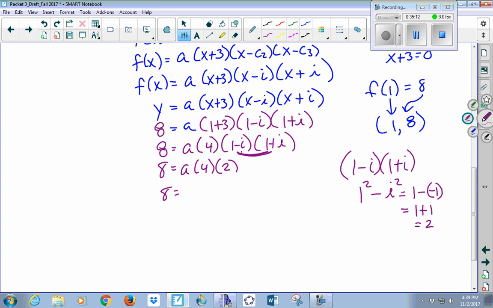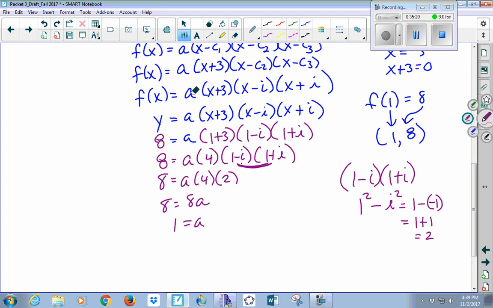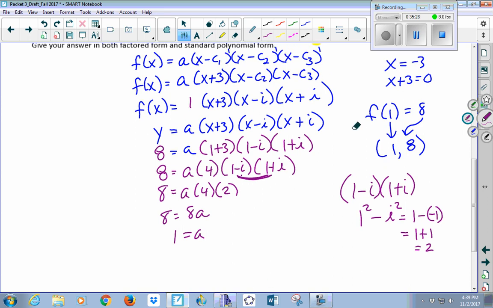So 8 equals 8a. a is 1. You mean I did all that work just to get a is 1? Oh well. So here's your final function. f of x equals 1 times x plus 3, x minus i, and x plus i. That's your final answer. That's your polynomial function in completely factored form.